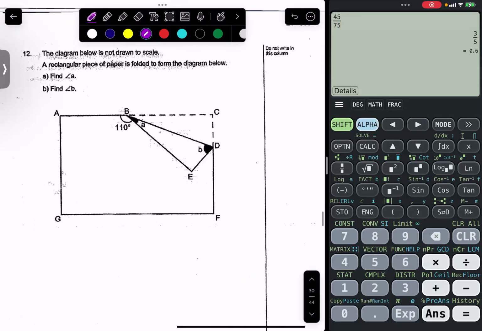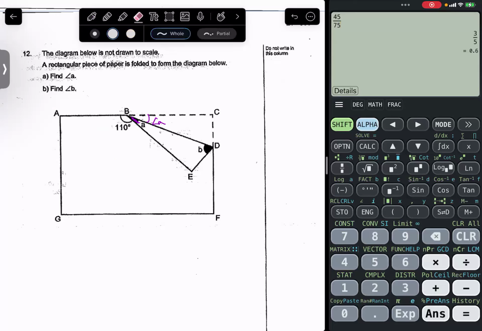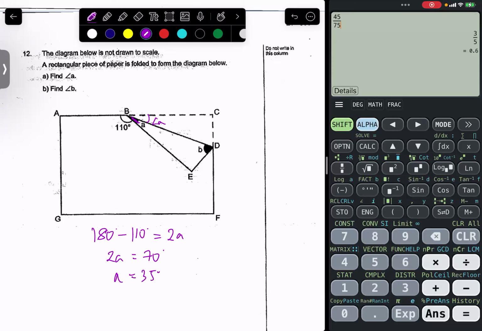Okay. Question 12. The figure below is not drawn to scale. A rectangular piece of paper is folded to form the diagram below. Find angle A. Remember, what is being folded will return to its original position. So if this is angle A, this is also angle A. All right. So 180 minus 110 equals to 2A. Okay. So 2A equals to 70 degrees. A equals to 35 degrees.